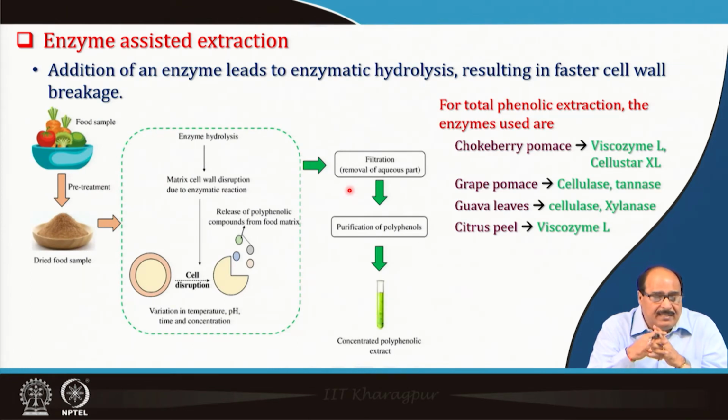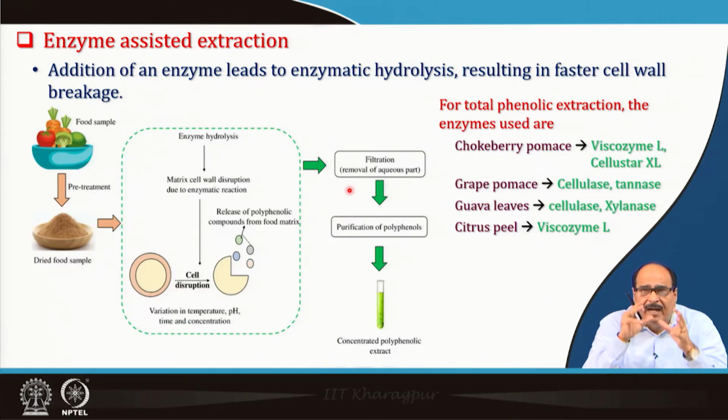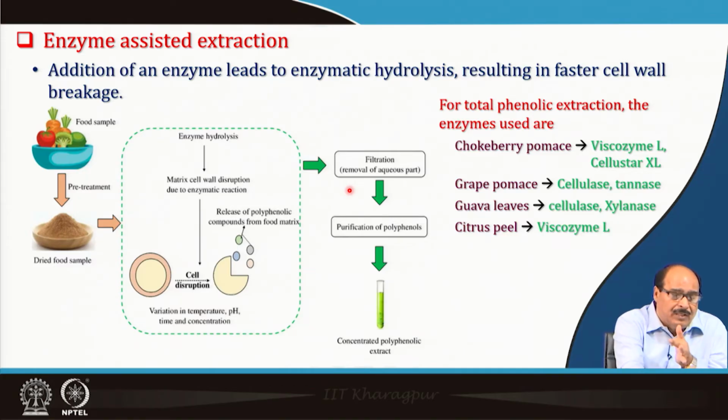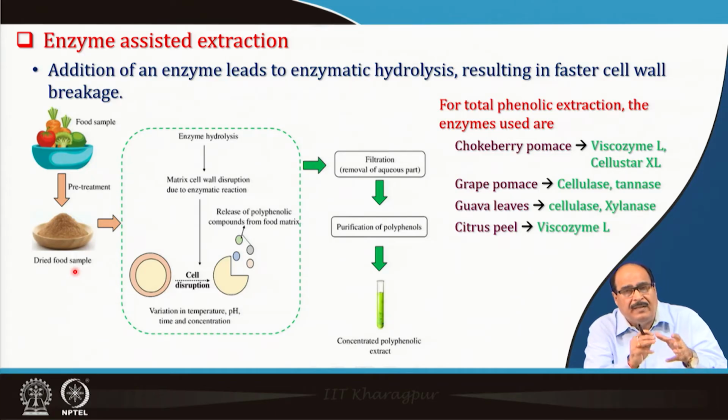Then enzyme assisted extraction, okay. In this case it is again a known technology and used by the industry. Addition of an enzyme leads to enzymatic hydrolysis, which results in faster cell wall breakage. Take a food sample, fruits and vegetables, subject it to the obvious pre-treatment, and then dry it, maybe in the form of powders or in the form of liquid, whatever it may be. One has to optimize the process parameter conditions. Then it is subjected to enzyme hydrolysis treatment, where the matrix cell wall is disrupted by the enzyme reaction.